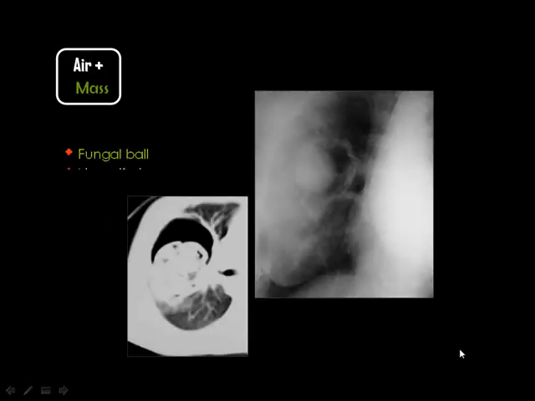Then we are left with the last issue, which is a cavity with a mass inside the cavity. A cavity with a mass inside: the first and most common possibility is a fungus ball within a chronic lung cavity, like a tuberculous cavity, for example. Then if you see a cavity with a mass inside, the first possibility at all is the fungal ball, Mycetoma aspergillum.